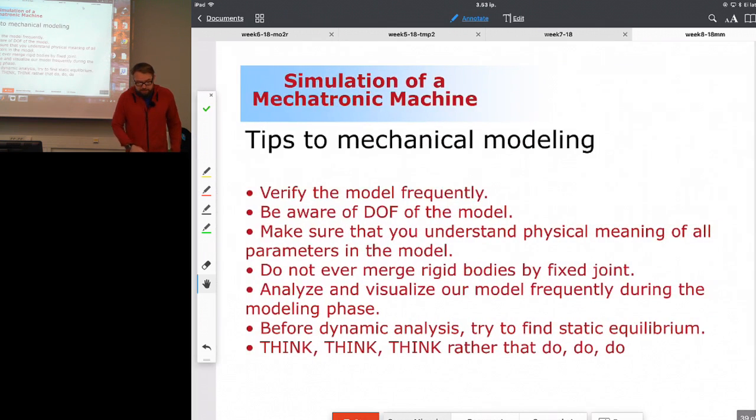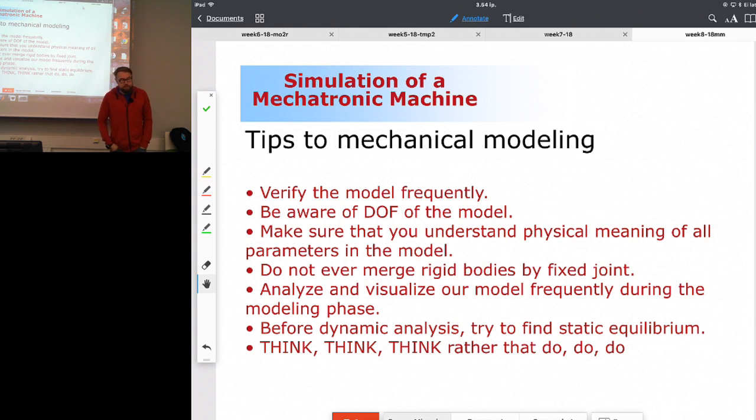And my final slide today is a tip for mechanical modeling: verify your model frequently, no matter what method you're using. Be aware of the number of degrees of freedom. And I will get back to the simulation assignment. I will give you some hints how to accomplish that. But my first hint is to get started this week, because Christmas is coming soon, and it's good to prepare the model and submit it as soon as you can.